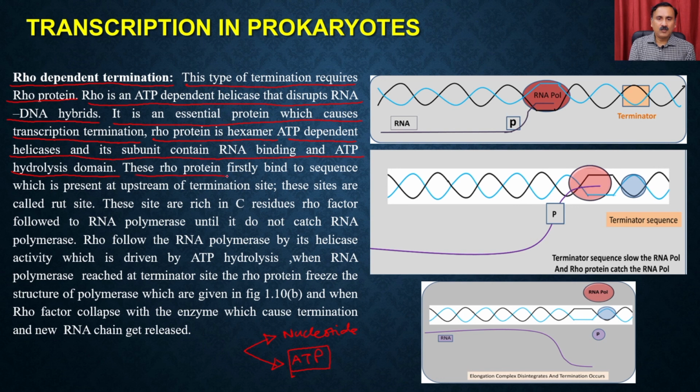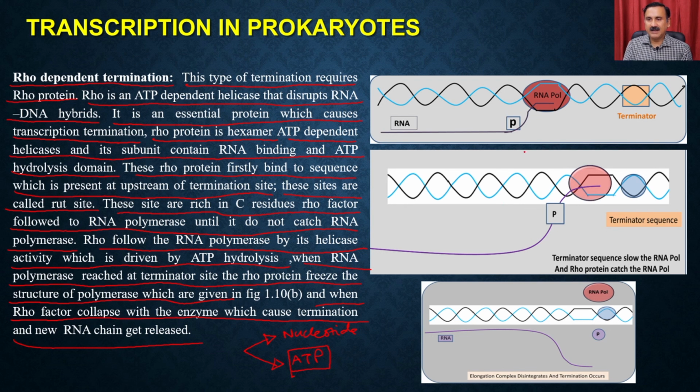So the rho protein first binds to the sequence which is present upstream of the termination sites. These sites are called the rut sites, and these sites are rich in C residues. So the rho factor follows the RNA polymerase until it catches the RNA polymerase. Rho follows the RNA polymerase by its helicase activity, which is driven by ATP hydrolysis. When the RNA polymerase reaches the termination site, the rho protein freezes the structure of the polymerase, and when the rho factor collapses with the enzyme, it causes the termination, and the new RNA chain can be released.